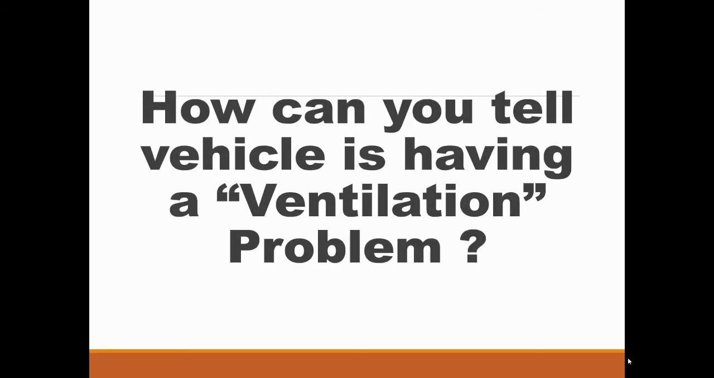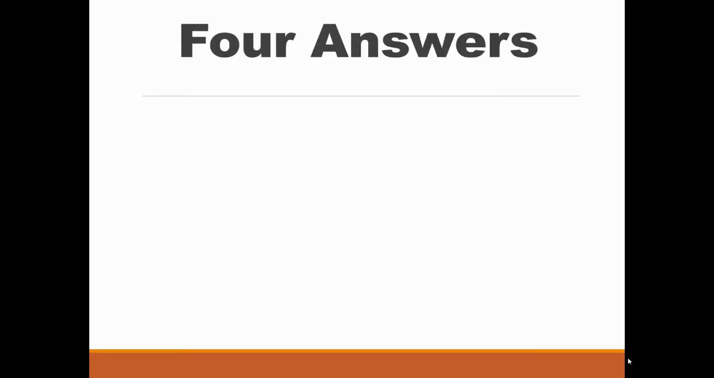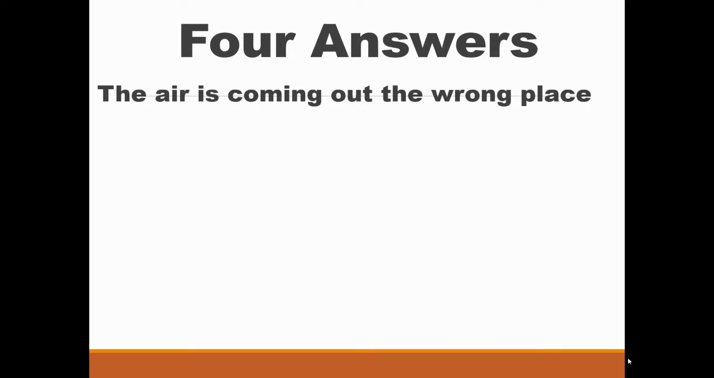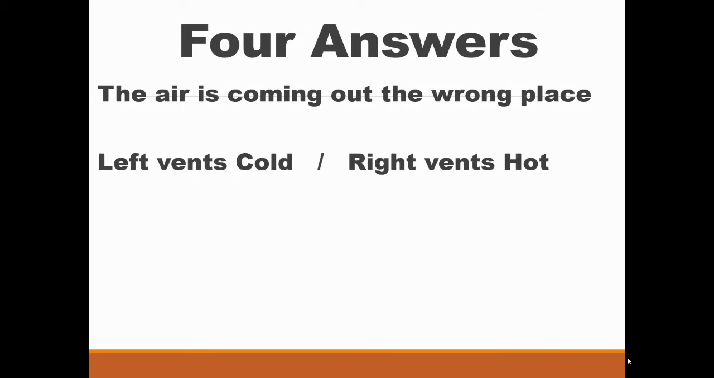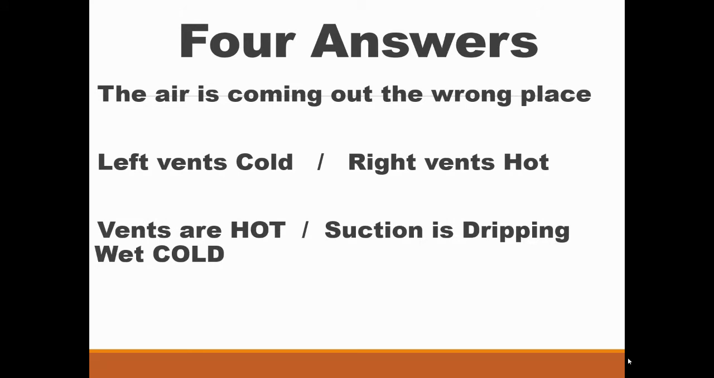First things first. How can you tell a vehicle is having a ventilation problem? Four answers. First thing, the air is coming out the wrong place. Of course, we're going to look at each one. The left vent is cold, the right vent is hot. On the late model dual system, one side works great and the other side doesn't. Vent temperature is hot. The air coming out the vent is hot, but the suction line is dripping wet cold. Well, make sure you remember how important that wet suction line is, and how important it is for the recirculation to work.